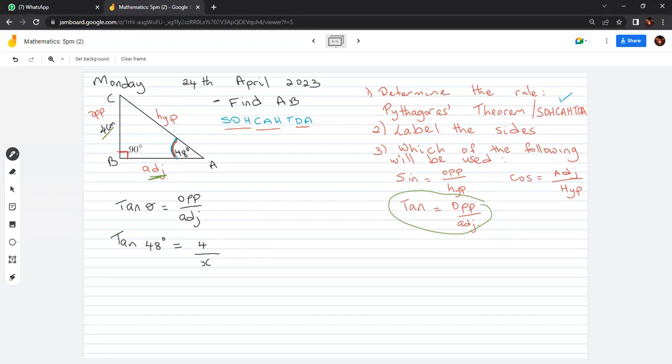So let's work this out. We're using our calculator. So you use a calculator and you figure out what is tan of 48. Tan of 48 is, I got 1.11061, but I rounded it up to 2 decimal places.